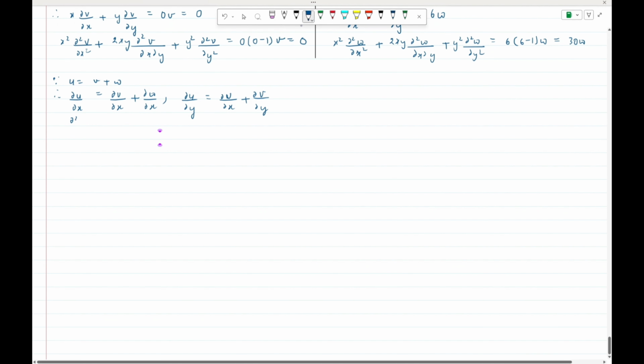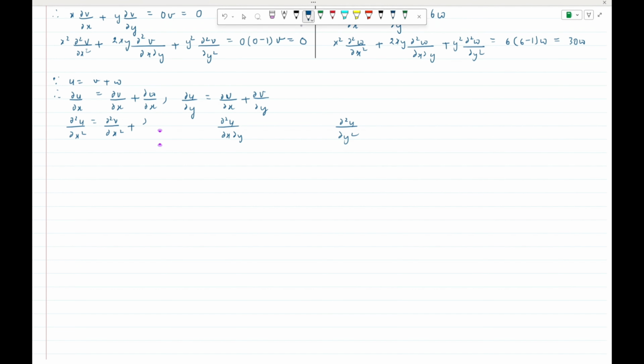And similar things are going to happen to the second order partial derivatives. So this is going to be del square V over del x square plus del square W over del x square. This is going to be del square V over del x del y plus del square W over del x del y. This is going to be del square V over del y square plus del square W over del y square.